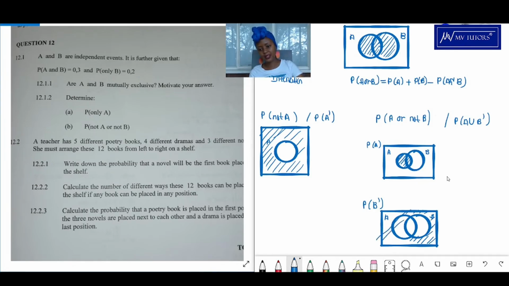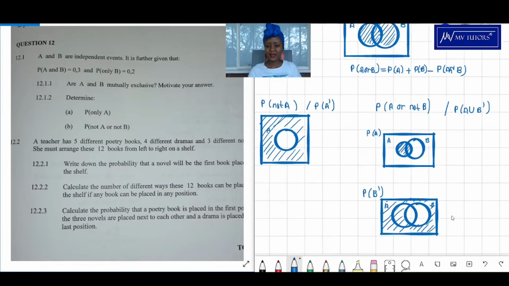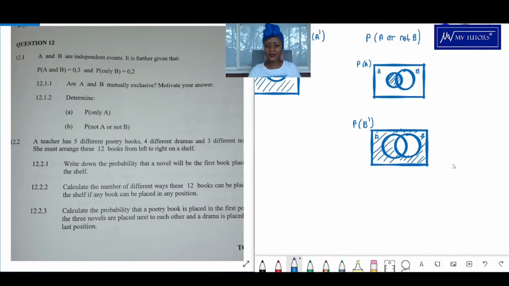Okay, including that. Okay, so not here though. Okay, now when we put it together, remember if we say or, it's basically we're including everything. Okay, so we have probability of A and not B.